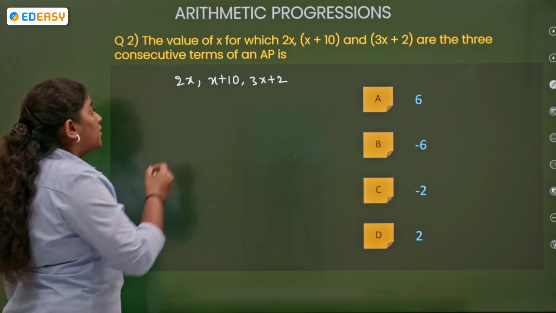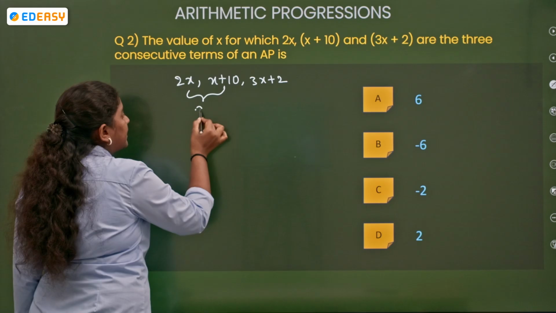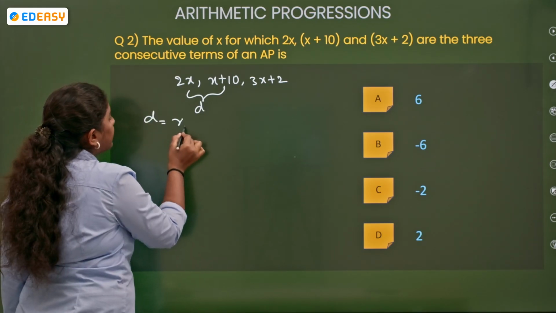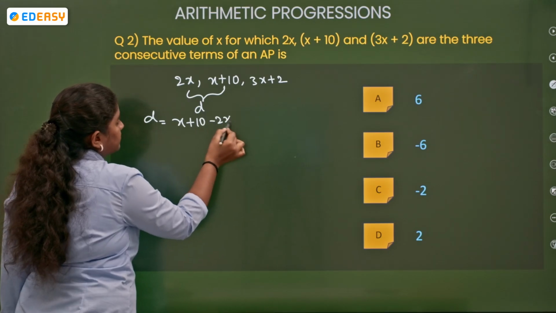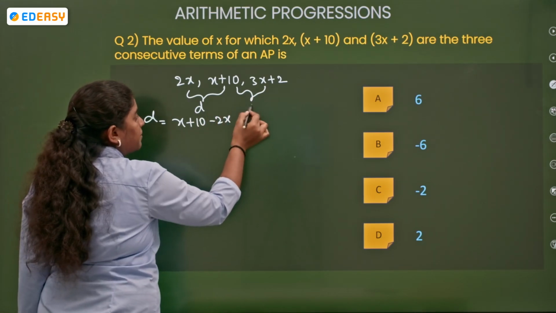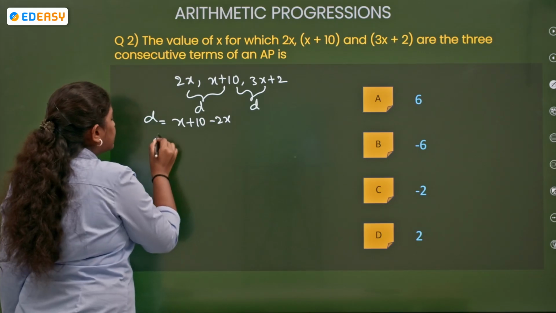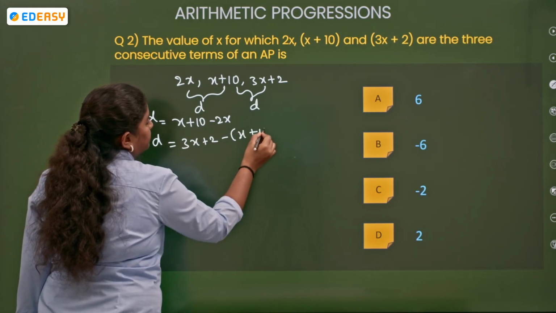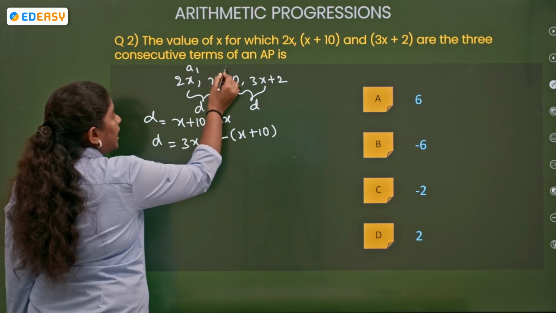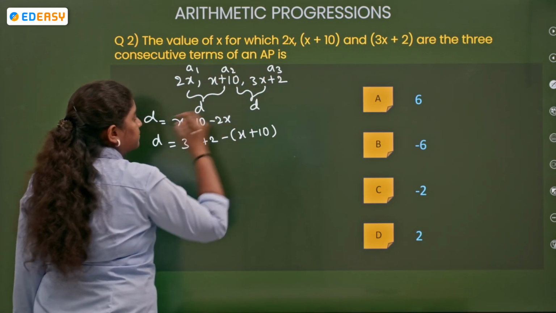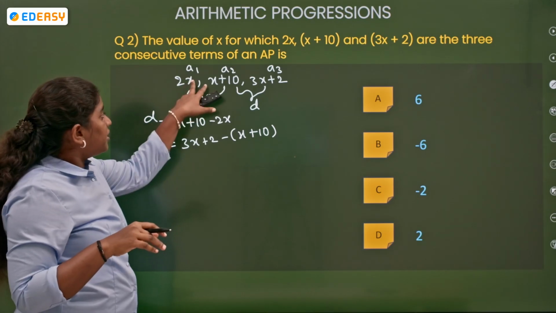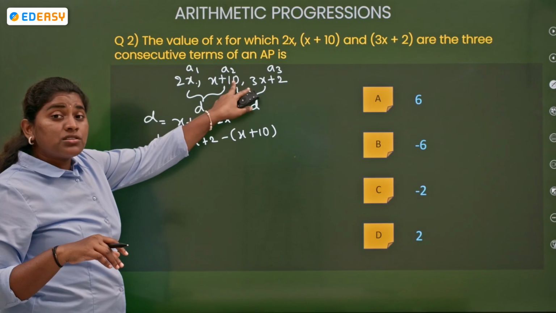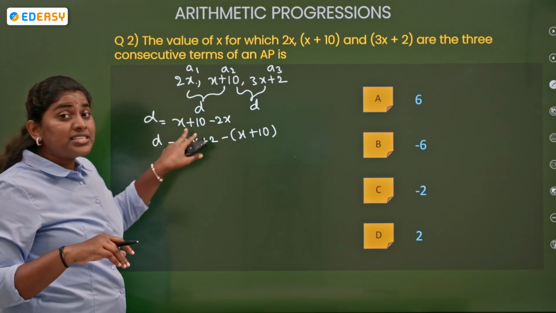How will we find it? We will get the common difference by taking x plus 10 minus 2x, and the same common difference will be given by the last two terms as 3x plus 2 minus of x plus 10. This is my first term, this is my second term and this is my third term. Now the common difference is given by a2 minus a1, so we got the first condition, and it is also given by a3 minus a2, so we got the second condition.